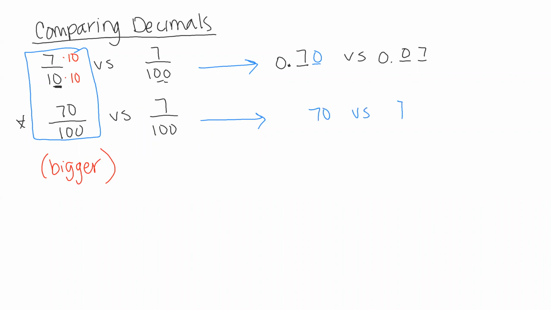You just compare the numbers after the decimal place. Well, which of these is bigger? Well, 70 is bigger, so 0.7 is greater than 0.07. Okay, let's look at some more of those.